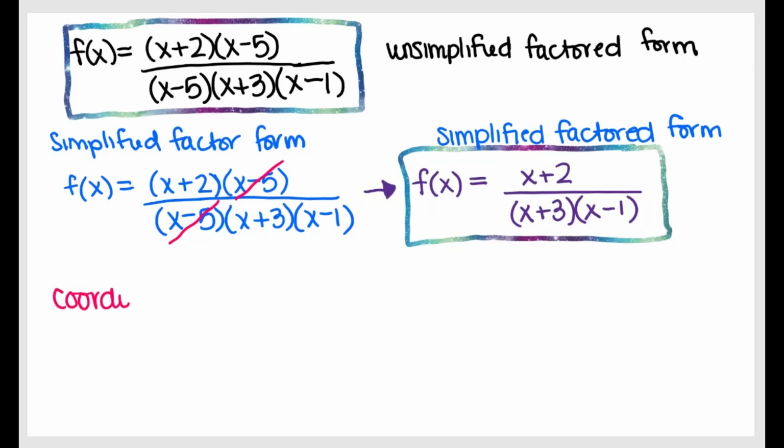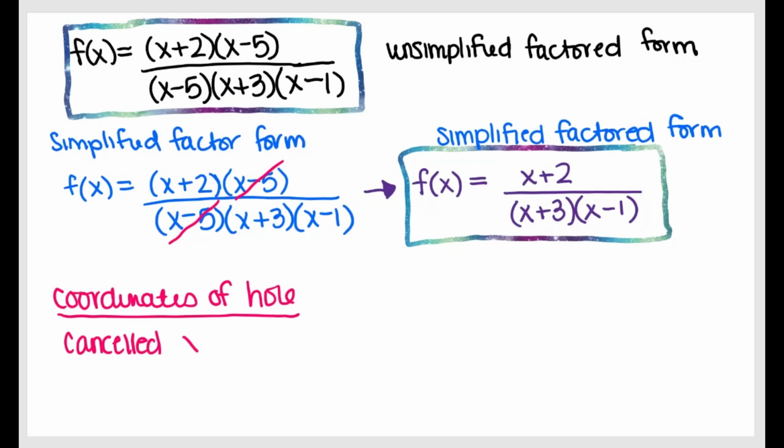So to find our coordinates of the hole, remember that whatever canceled is going to be our x value. So we canceled or simplified out x minus 5. If we set that equal to 0, we find out that x is equal to 5. That is the x coordinate of our hole. Now we need to find f of 5 to find the y value.